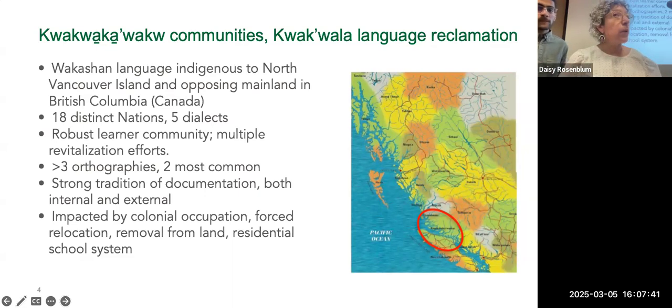So Franz Boas came to Fort Rupert and spent 60 years working with George Hunt to record one of the dialects of Kwakwala. And that is where the prototypical Boasian trilogy was created out of that work. So that's another important piece of context in terms of what it would mean to have OCR for these texts.